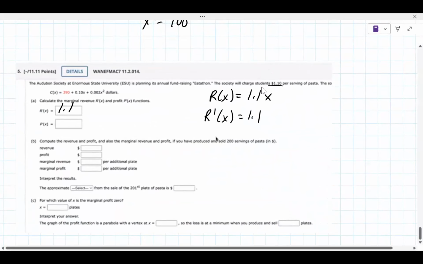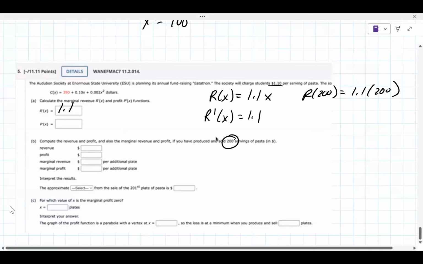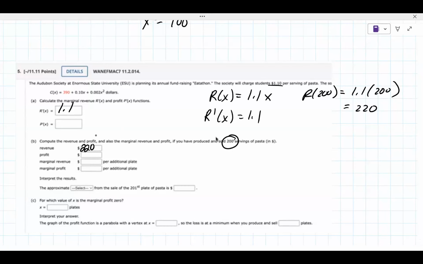We actually were going to go out of order here. So we're going to go down to this next part, compute the revenue and profit for 200. So revenue of 200, R of 200, means to put 200 in for X. That's this first box here. So that ends up being 220. The marginal revenue is the derivative. That's 1.1.